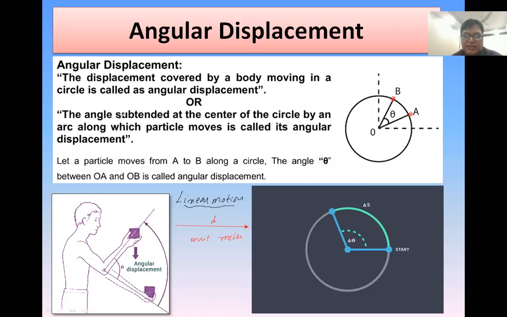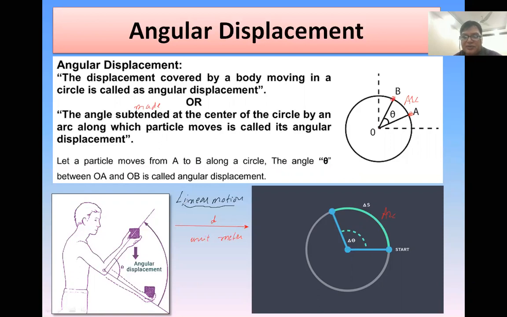Look at this one. The second definition is better. The angle subtended. Subtended means made. You can use the word made. The angle made or subtended at the center of the circle by an arc. Look at this one. What is this called? This is called an arc. The angle made at the center of the circle by an arc, along which the particle moves, is called its angular displacement. Nothing more than that.